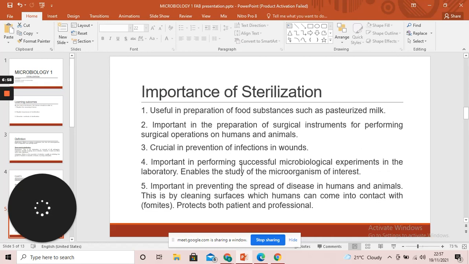Importance of sterilization. Sterilization is important in the preparation of food substances such as pasteurized milk. What is the meaning, or maybe the definition, of pasteurization? I'd like someone to try to give us an explanation of that term, pasteurization.